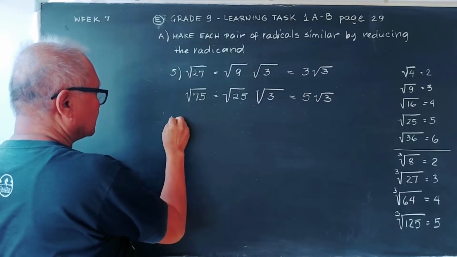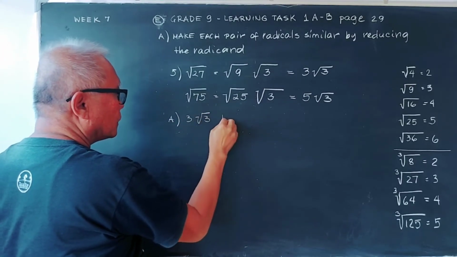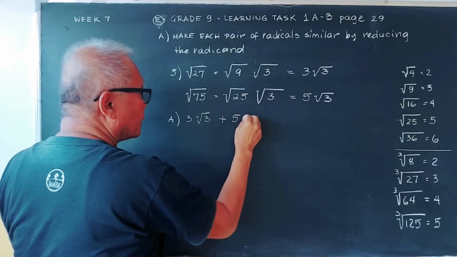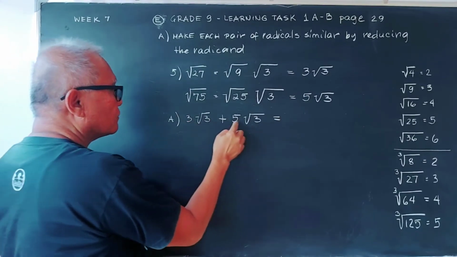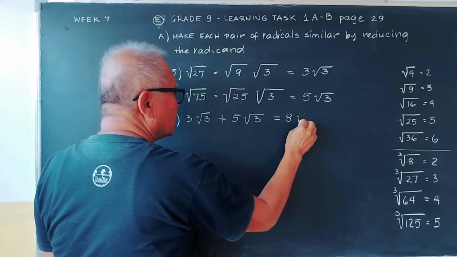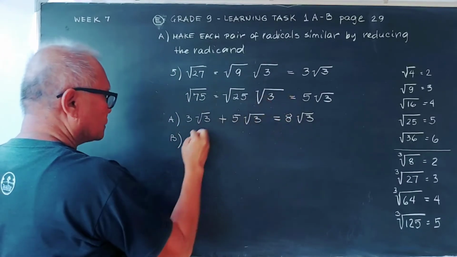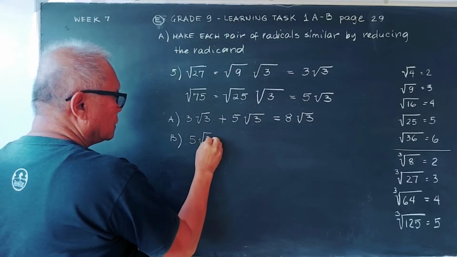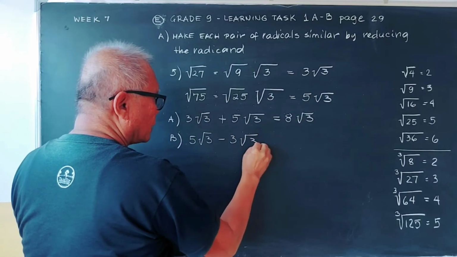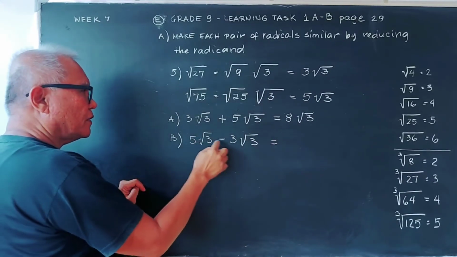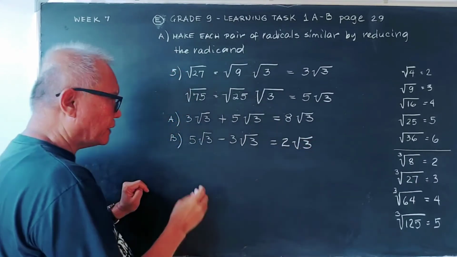Okay, let's add 3 square root of 3 plus 5 square root of 3. So the numerical coefficients 3 plus 5 is 8 square root of 3. Okay, letter B, subtract 5 square root of 3 minus yung 3 square root of 3. Like terms, yes, 5 minus 3 is 2 square root of 3.